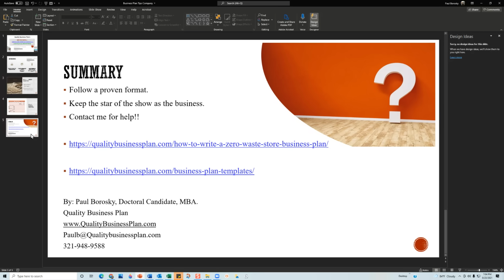And then make sure the business plan is focused on the business. The star of the show is the business, the zero waste concept, the strategy, how it's going to operate, your marketing, your expected profits, and how much funding you need to get this going.